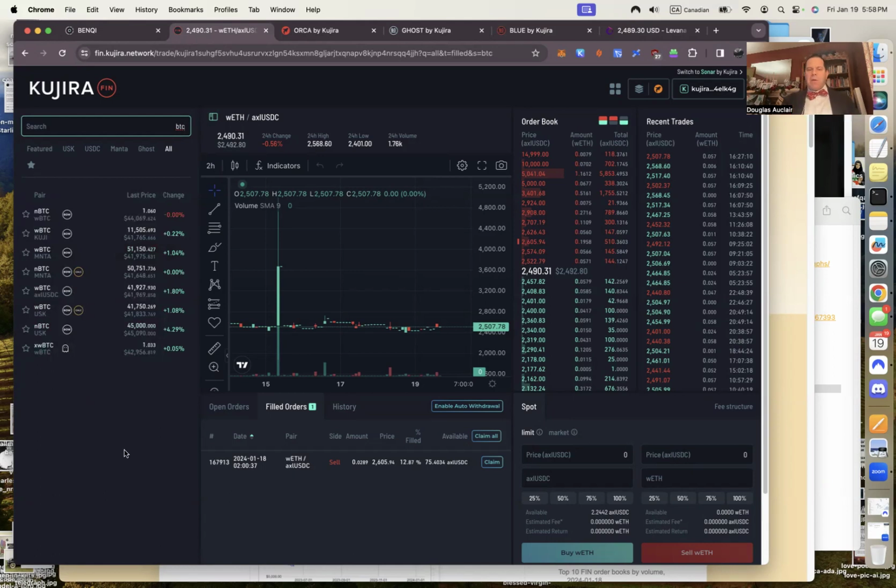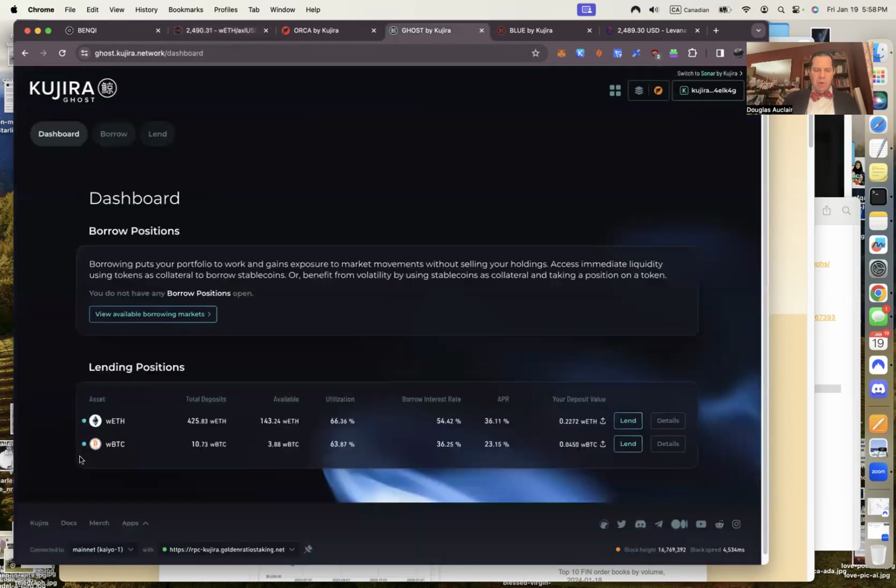Okay, so I have my own wallet where I store my Bitcoin and Ethereum on Ghost and lend it out, because I'm earning 36% APR on Ethereum, which is awesome interest for Ethereum. And on Bitcoin, I'm earning 23.15%. Again, awesome interest earning on Ghost for Bitcoin.